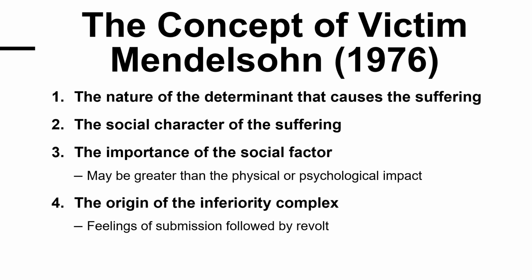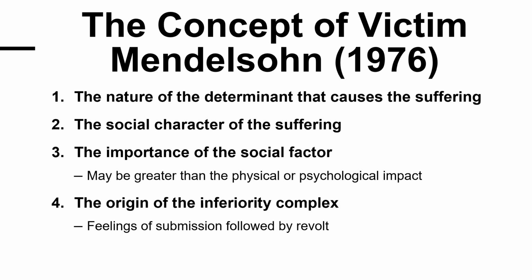The first major breakthrough in victimology came from Mendelssohn. Mendelssohn developed 4 fundamental criteria of victimhood, what it means to have been victimized. So these 4 we're going to go over. The first is the nature of the determinant that causes the suffering. Now that's a lot of big words put together, but essentially it means in order for someone to experience victimhood, they have to have experienced some type of suffering. That suffering may be physical, psychological, or both depending on the trauma. There's some sense of suffering because of the situation that happened.